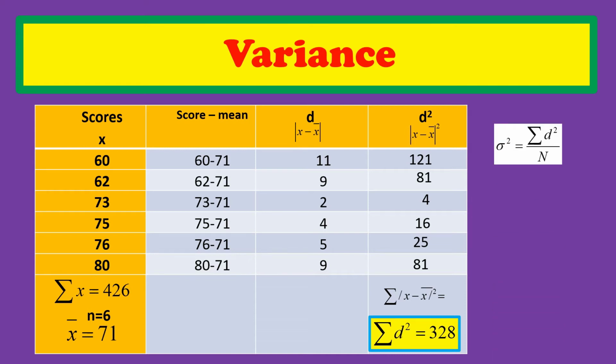The formula in finding the variance is sigma squared equals the summation of d squared over n. What is the summation of d squared? That is 328. What is n? n is 6. So 328 divided by 6 is 54.666. If we round the result to the nearest hundredths, the result is 54.67.